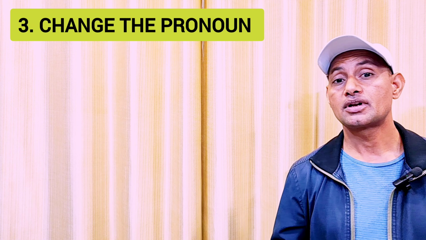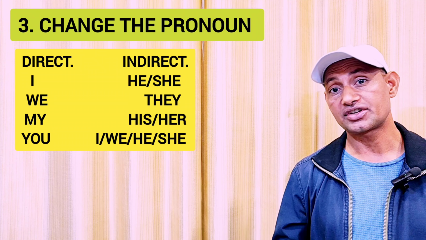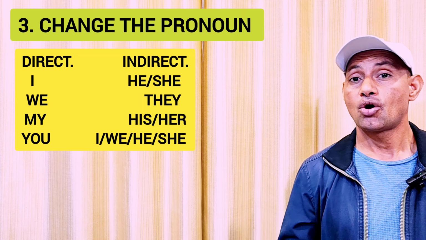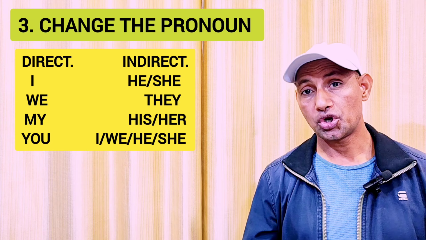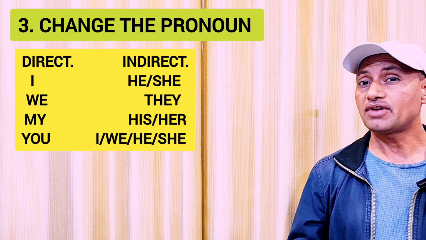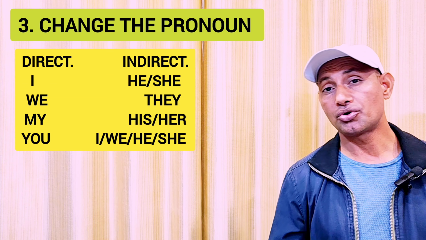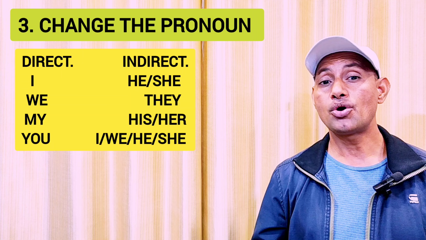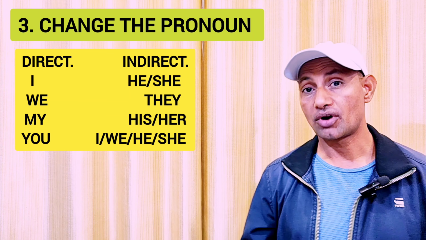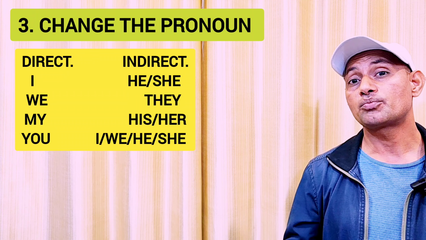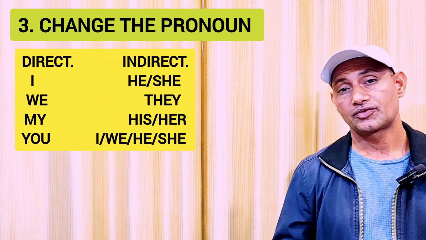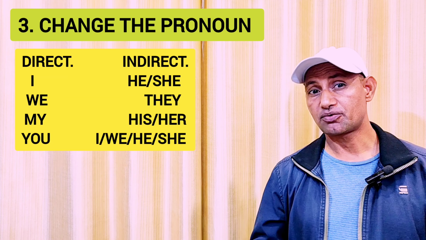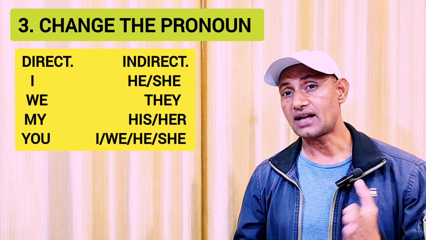The rule number three here is to change the pronouns. The person changes from direct sentence to indirect sentence. What changes? Pronouns like I, we, my, you will be changed. Why are we going to change the pronouns? Because in indirect speech, the original speaker is no longer speaking. So the pronouns must match the reporter's point of view. So we're going to change from direct to indirect.